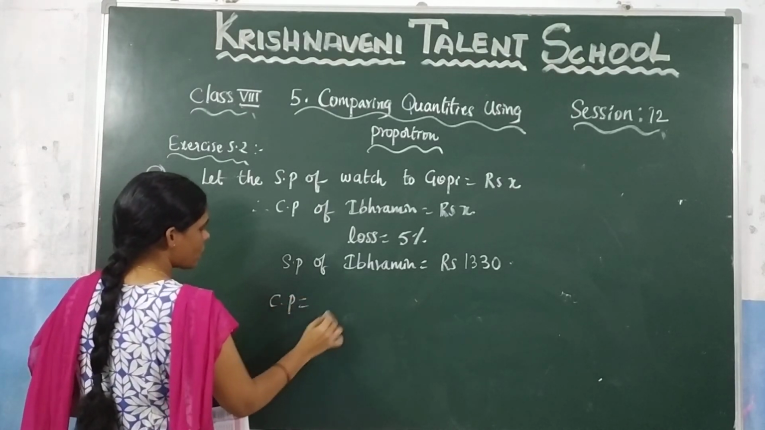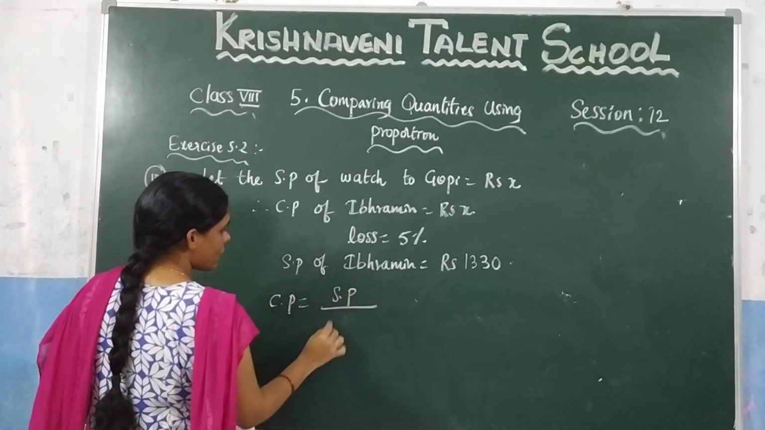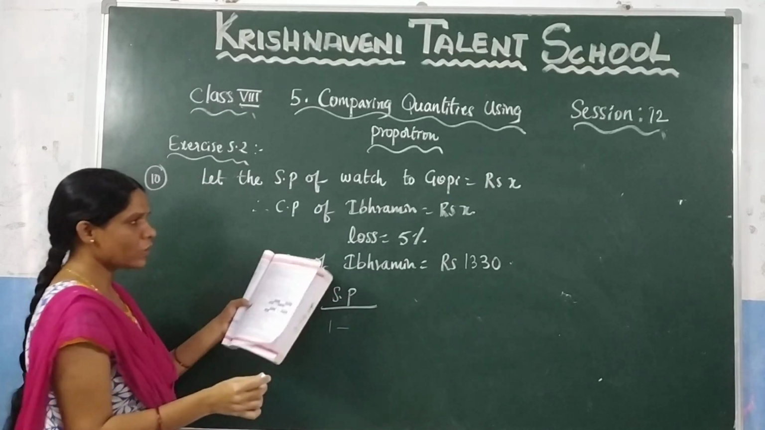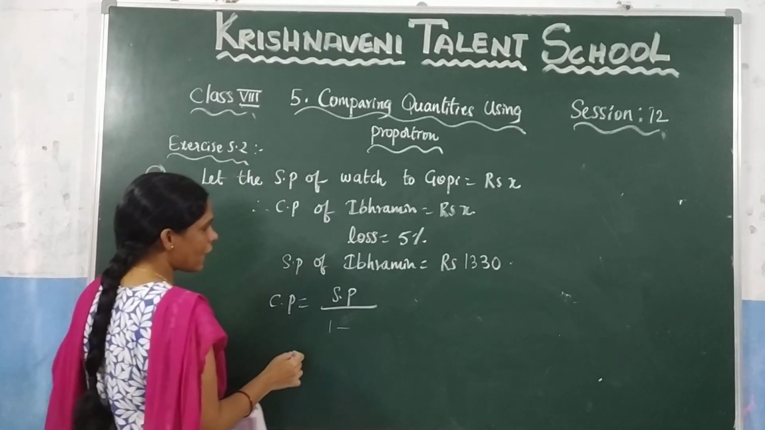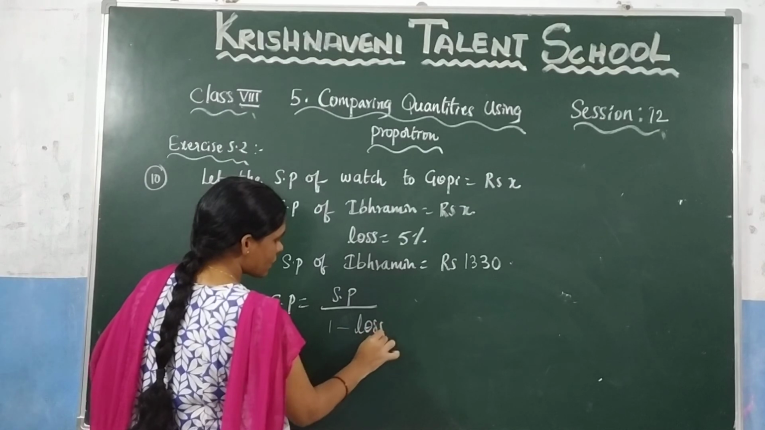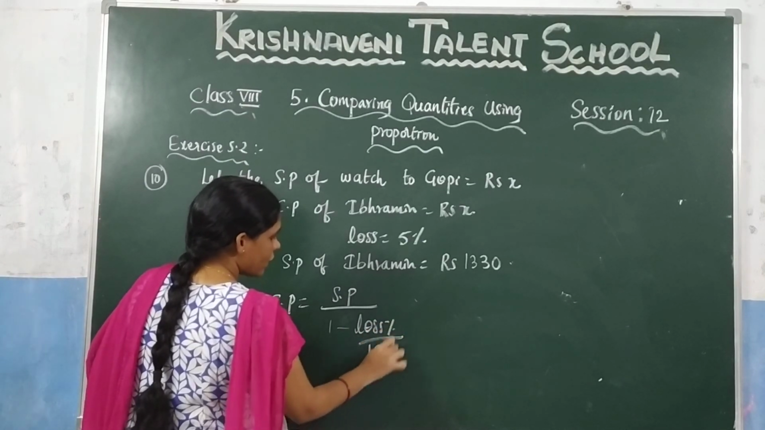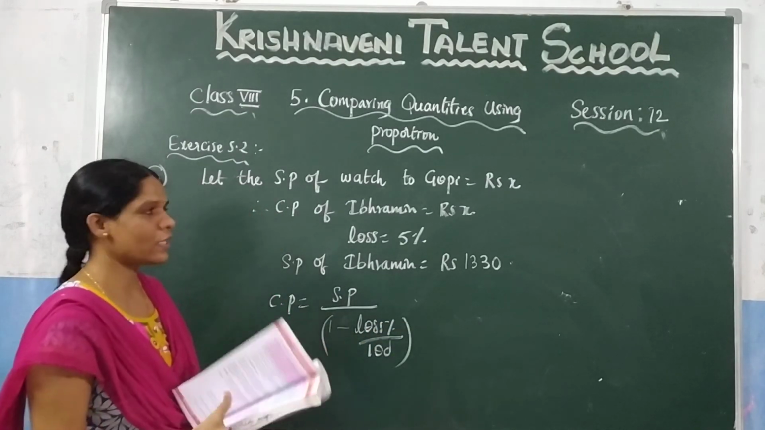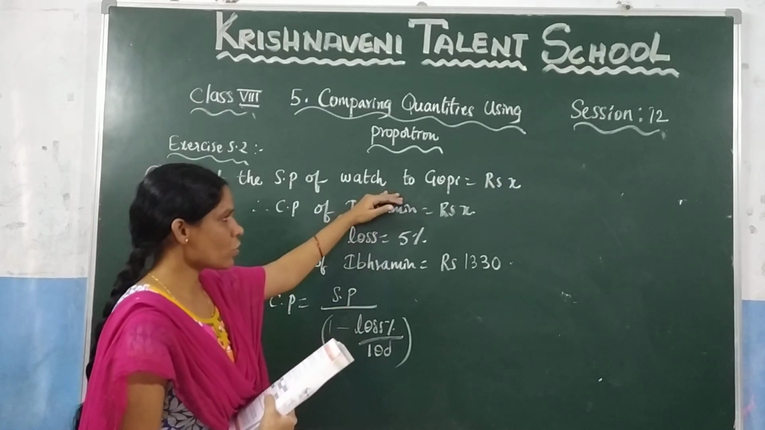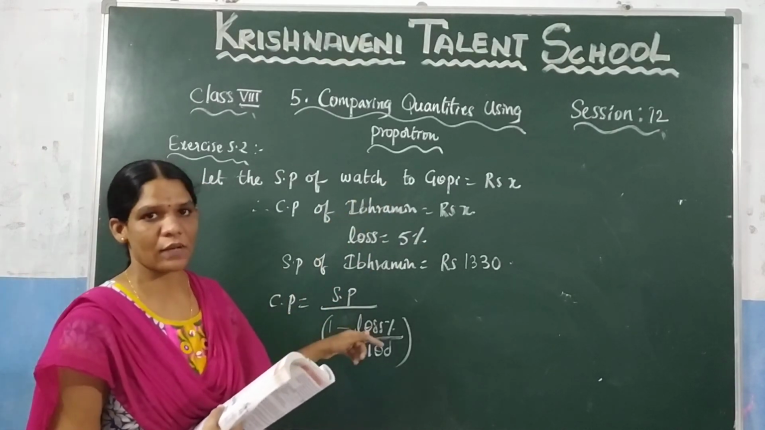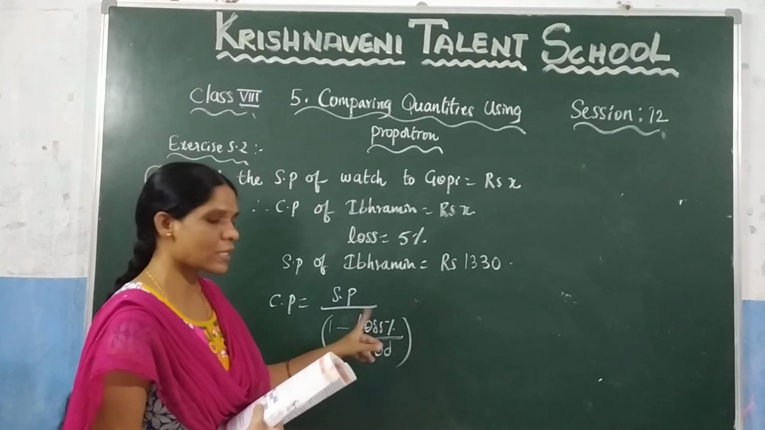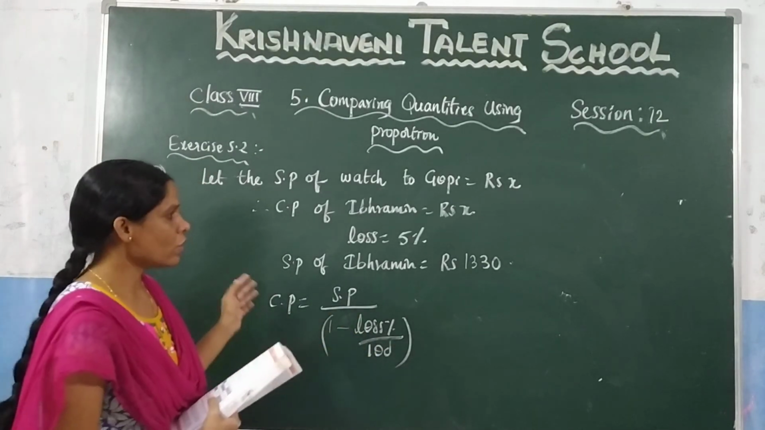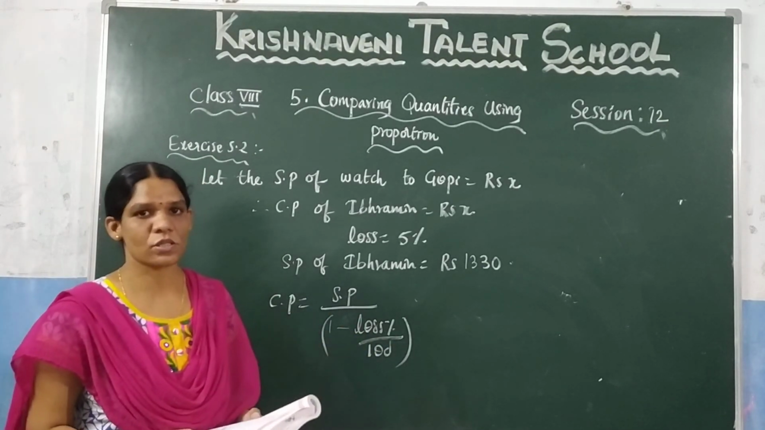What should be the cost price? It is nothing but selling price by 1. Since we know the loss percentage here, you can calculate 1 minus loss percentage by 100. Or if you want to calculate in terms of Gopi, you can write 1 plus 12% by 100, as I have told before. So by either method you can solve this problem.